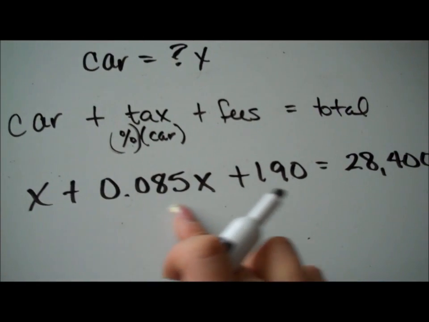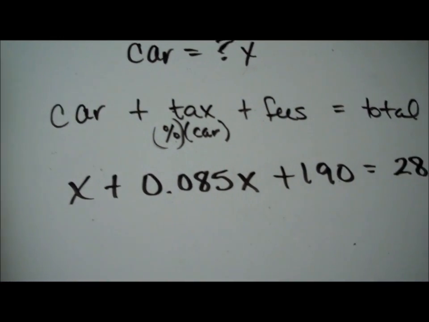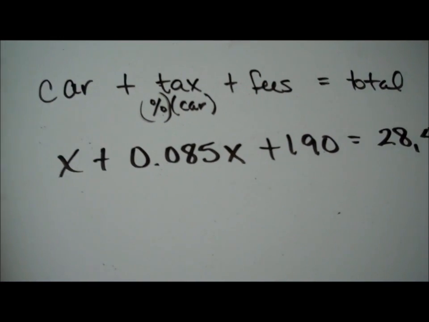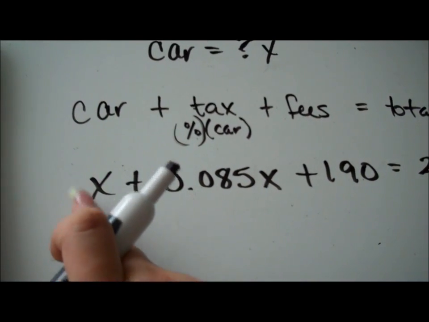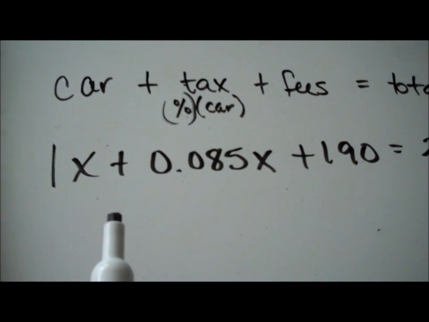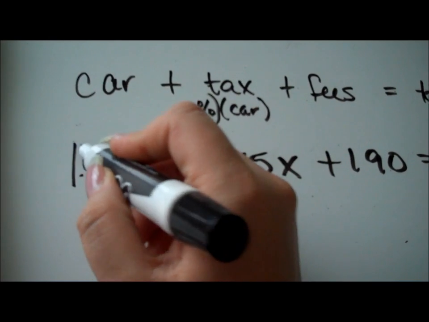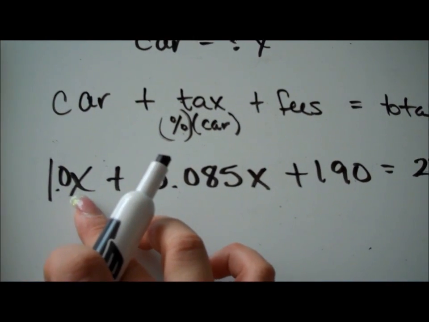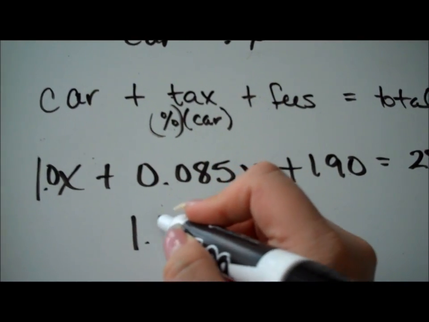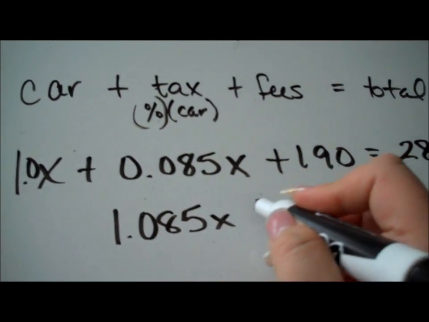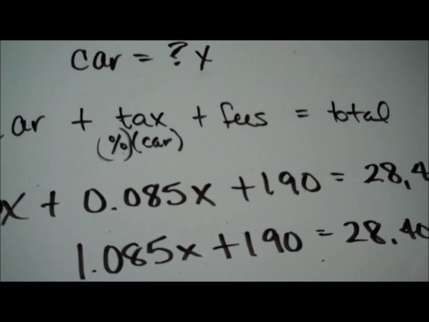Okay? So I combine these because, again, they're like terms. There's an X here and an X here. And you're like, well, I don't know how to combine those because this has a number up front, this one doesn't. Remember, everything has a 1 out front. This is a decimal, so therefore this needs to be written as a decimal. So this is 1.0. If I take 1.0x and add it to 0.085x, I'm going to get 1.085x plus 190 equals 28,400.